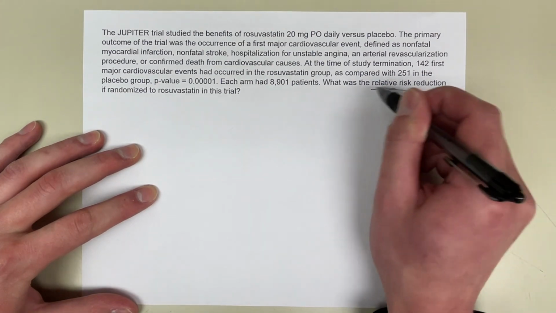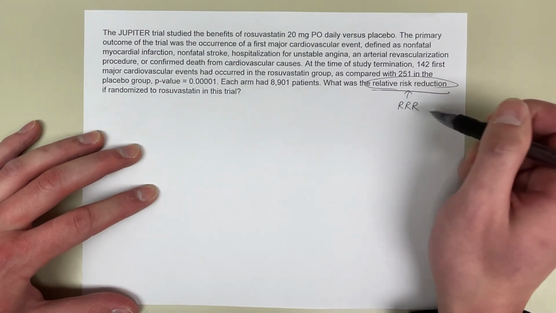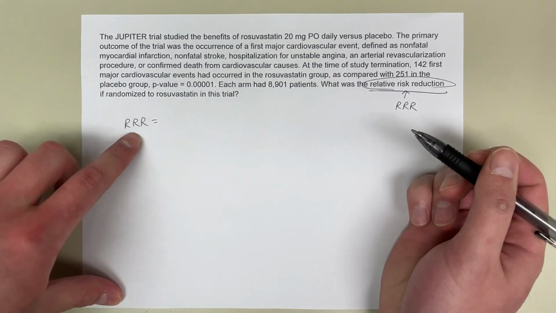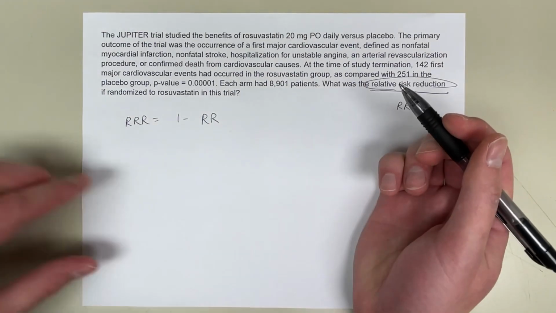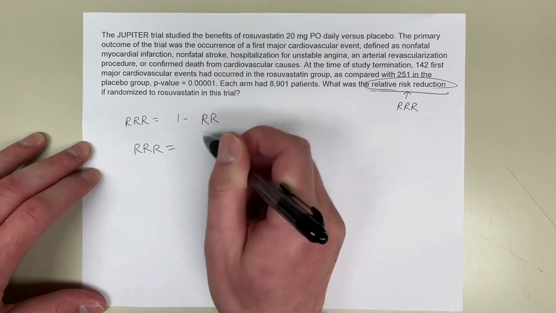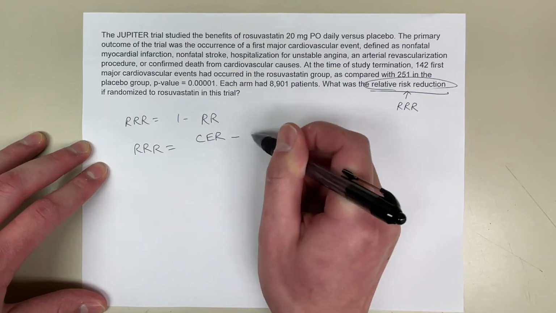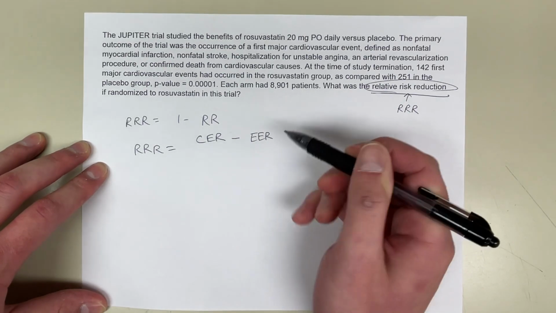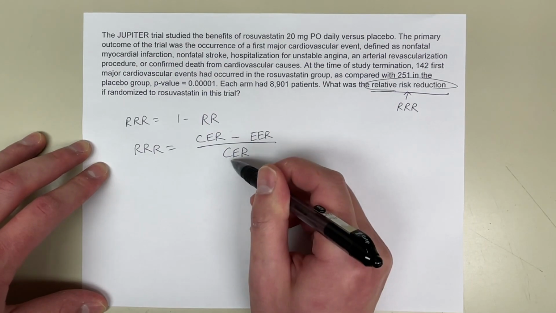So the question is asking for relative risk reduction, which is abbreviated RRR. There's actually two formulas for relative risk reduction. It's 1 minus relative risk, but that's not in the question, and this is not very helpful. So the other formula is the control event rate minus the EER, which is the experimental event rate, all divided by the CER, which is the control event rate.